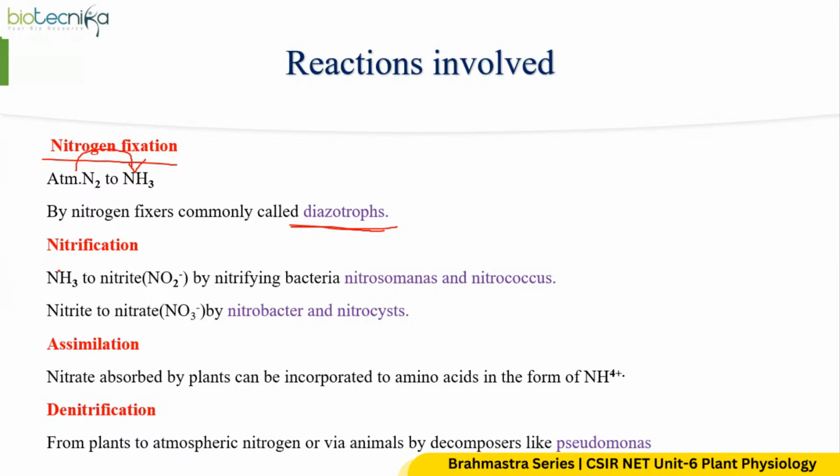Then ammonia gets converted to nitrite by two bacteria, that is Nitrosomonas and Nitrococcus. Nitrite is again converted to nitrate because, as I told you, this is the assimilatory form. Nitrobacter and Nitrocystis. And finally, assimilation, then denitrification carried out by the decomposers known as Pseudomonas.